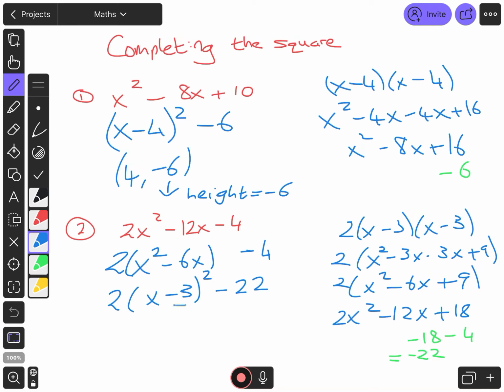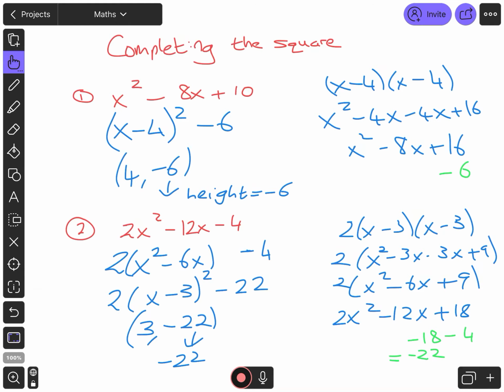And again, my maximum point is going to be change the sign on this and keep this one. So it's 3 and minus 22. That is my maximum point. Minus 22 is my maximum height.